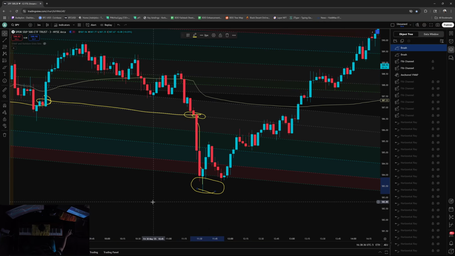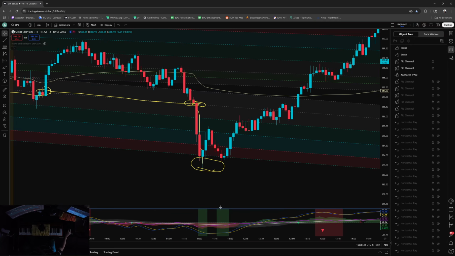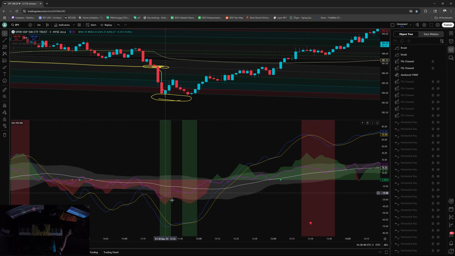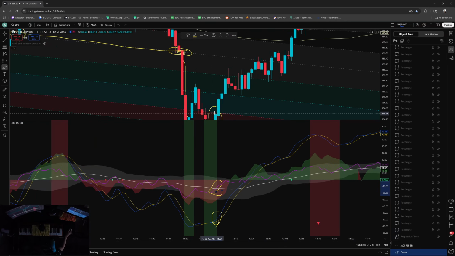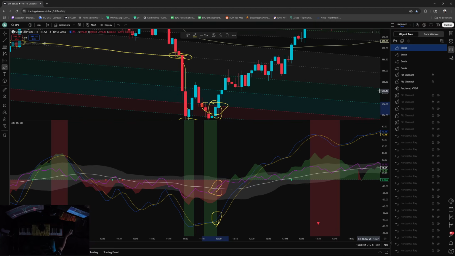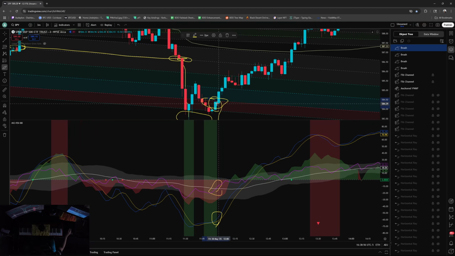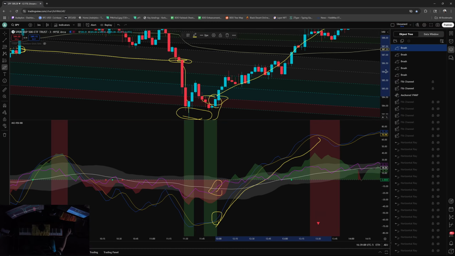If you were looking at your stochastic meter, when would you have gotten in? Well, it's possible you would have waited for here when we got back into the channel, right? That blue candle right there. That is the candle that got back into the channel. That is the cross-up confirmation of the RSI and the stochastic, and then you could ride the wave up, right? Ride the wave up.